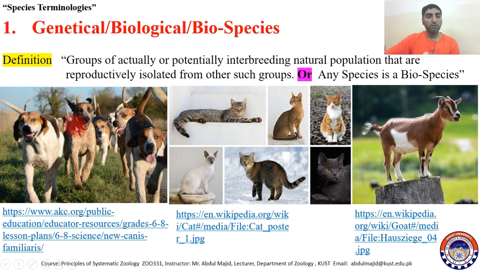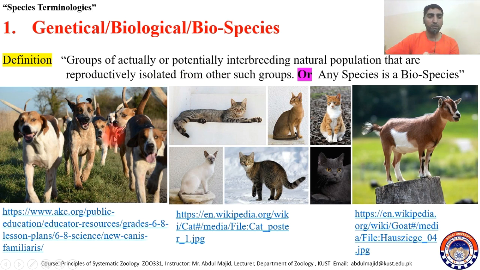But the other group is living in Lakki Marwat, so they cannot interbreed with each other because they are very, very far away from each other. So they are not actually interbreeding, but they have the potential. The second point, the potentiality, means they have the potential to interbreed if the Lakki Marwat dog and the Kohat dog have a chance to meet. So number one, they can actually interbreed or have the potential to interbreed as natural populations, and the second, they are reproductively isolated from other such groups.